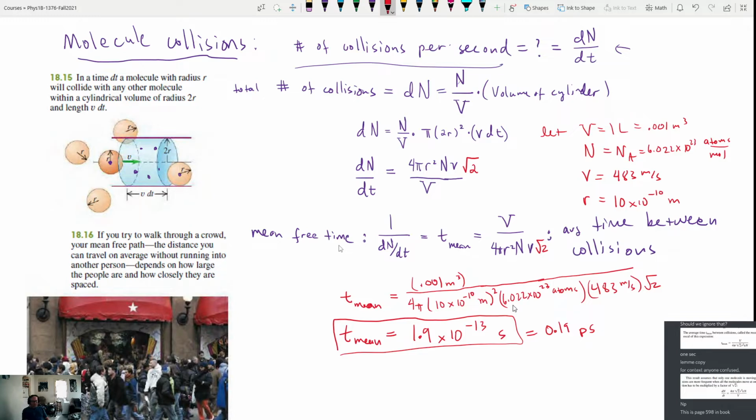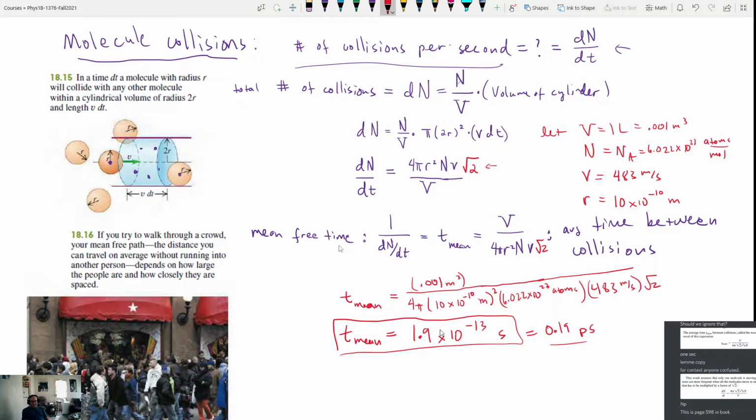Otherwise, the equation looks correct, right? Just to add that square root of 2 on there. Looks fine to me. 4 pi square root 2 r squared N v over volume. Yep. Okay. So, yep, that means that there's a collision occurring this often. Very, very frequently. Really, really often.